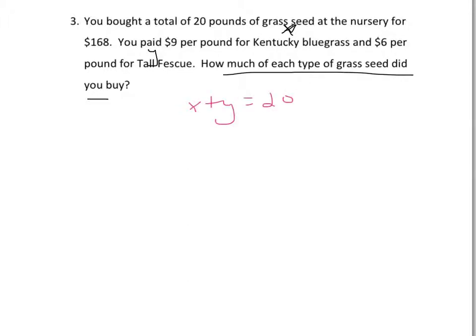All right? And you keep reading, and you know that you spent a total of $168, $9 per pound of Kentucky bluegrass, $6 per pound of tall fescue. So that means that $9 times however many pounds of Kentucky bluegrass, so 9x, plus $6 times however many pounds of tall fescue, which is y, has to equal a total of $168.